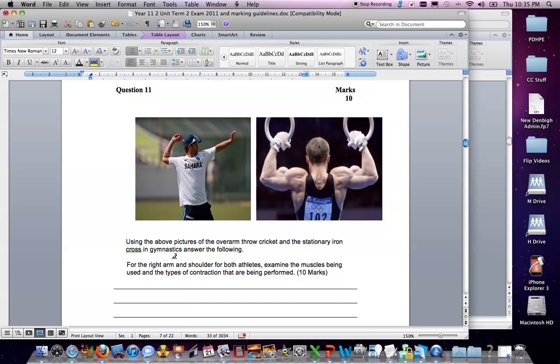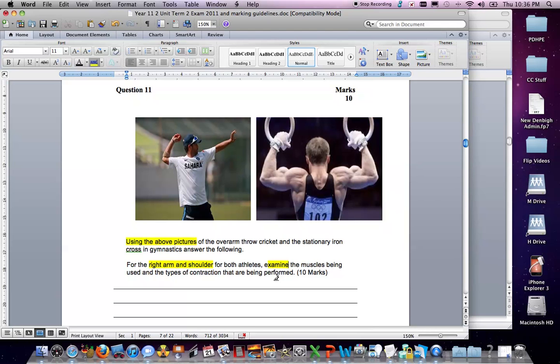If we go back to the question, a couple of things we need to highlight first up. We need to use both pictures, so it's not only one of them but both of them, and it's the right arm and the right shoulder for both athletes. When we talk about examining, we're looking into and delving into the question and looking at what implications occur as a result of this.